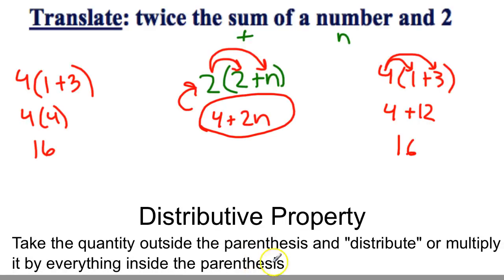I want you to pause your video and copy this definition down. It says take the quantity outside the parentheses and distribute. So you're distributing this 4, right? It was multiplied by 1 and by 3. Or multiply it by everything inside the parentheses. So you take everything on the outside and multiply it by everything on the inside.